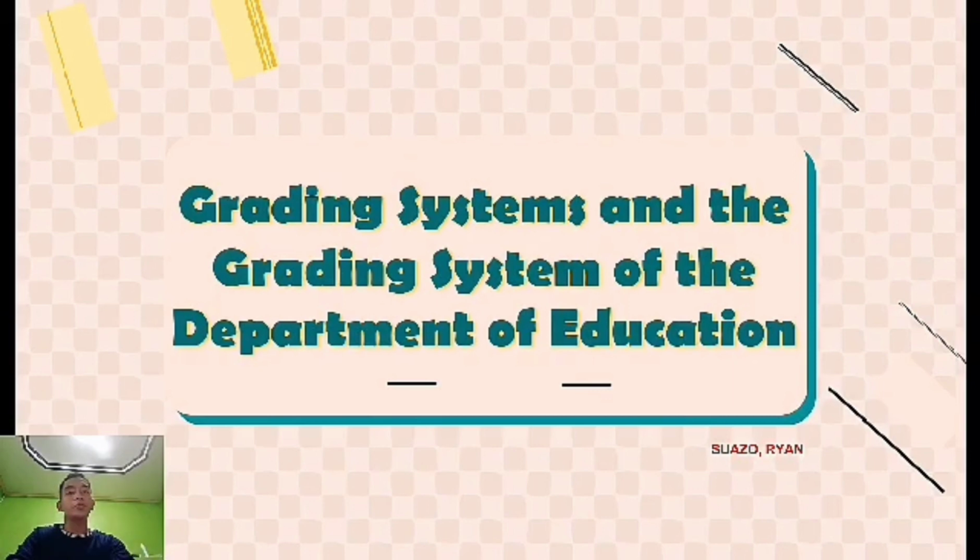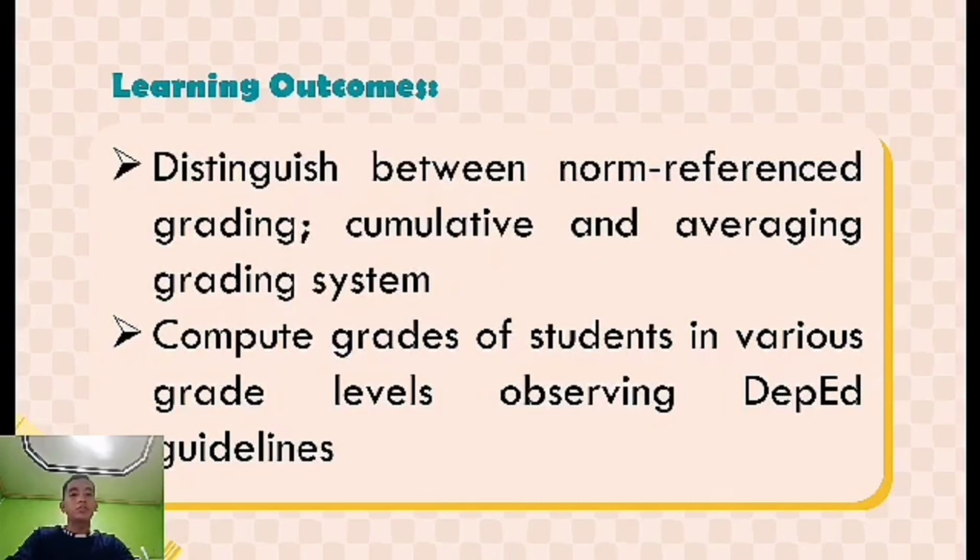Welcome to Chapter 8, Grading Systems and the Grading System of the Department of Education. The learning outcomes in this chapter are to distinguish between the norm reference grading system, cumulative and averaging grading system, and to compute grades of students in various grade levels observing DepEd guidelines.